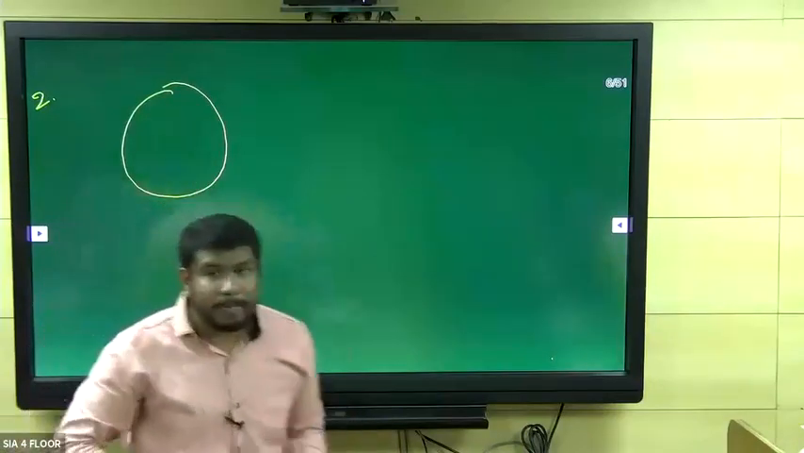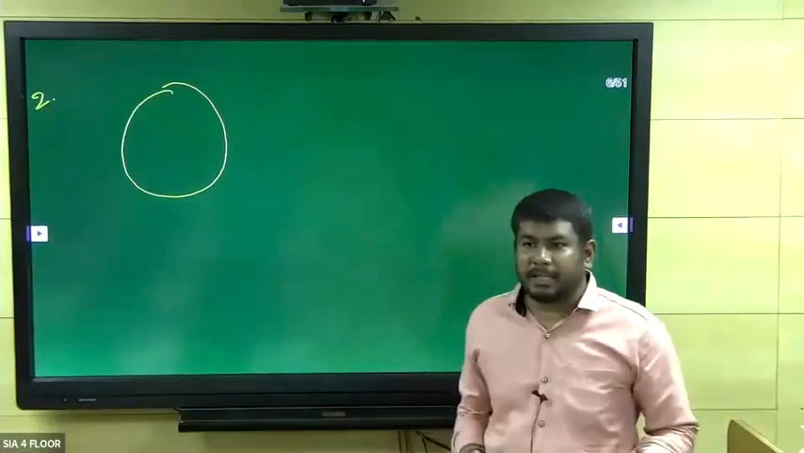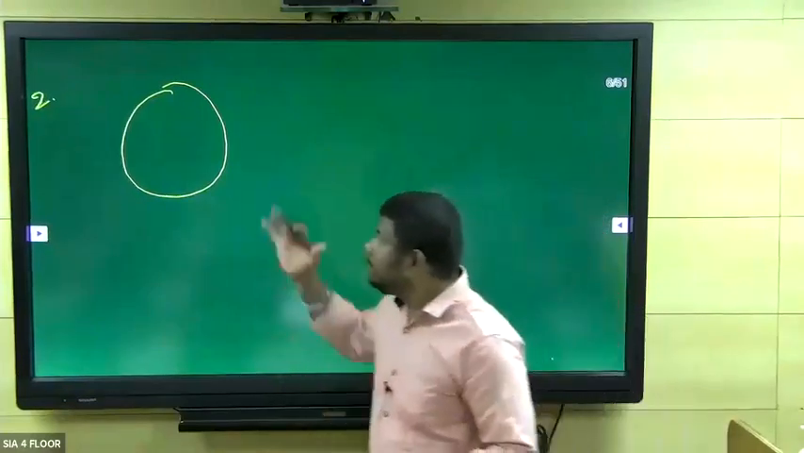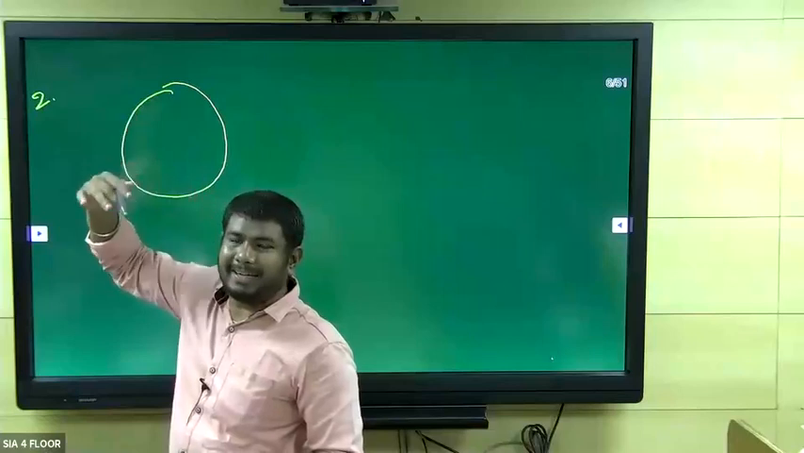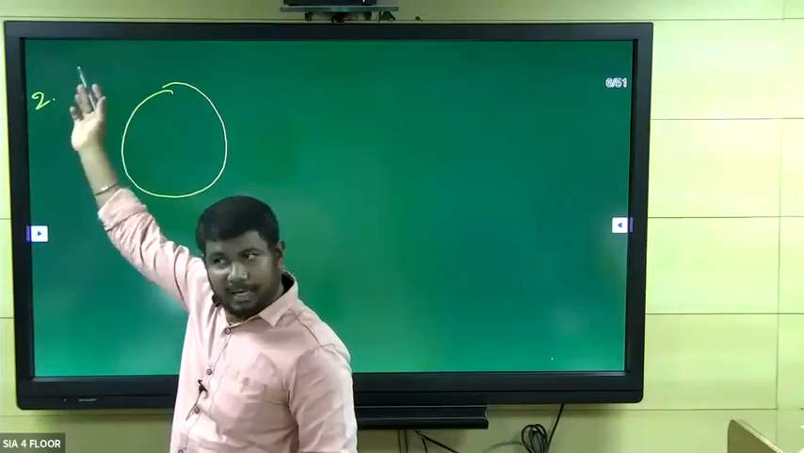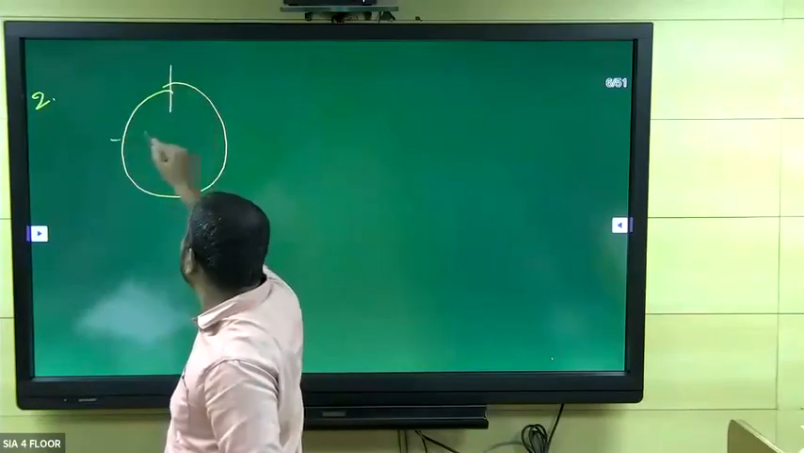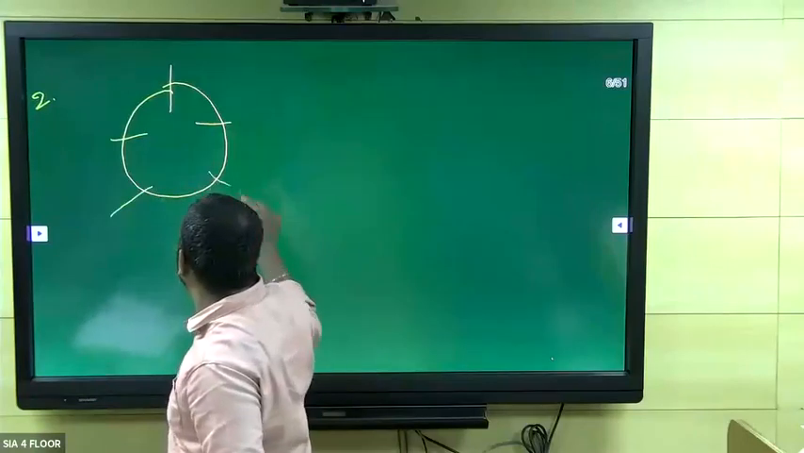So how many persons? How many number of persons? A, B, C, D, and E. So 5. Then it is an odd number of persons. You need to draw the lines anywhere in the given circle. So I will take like this.